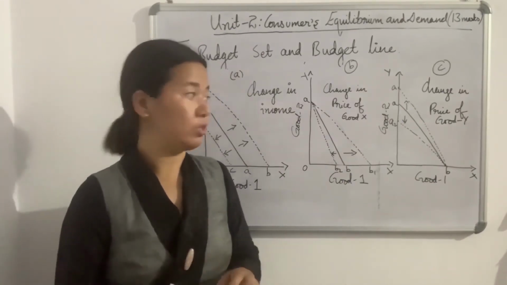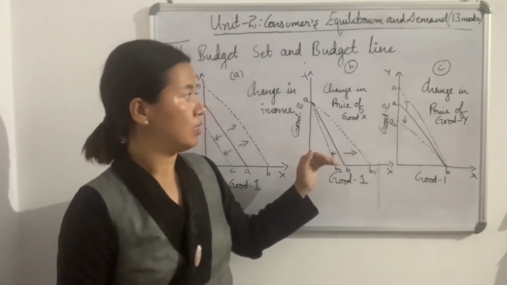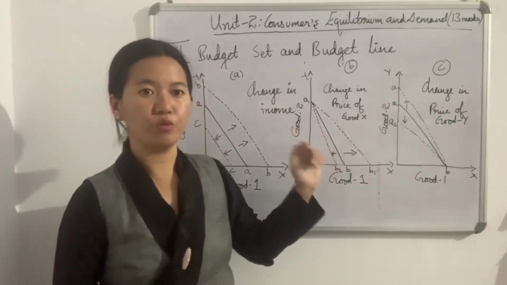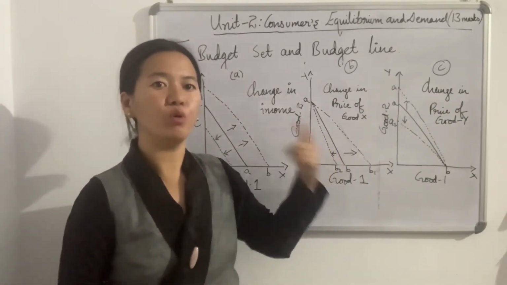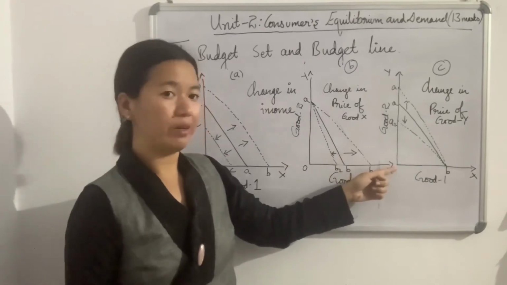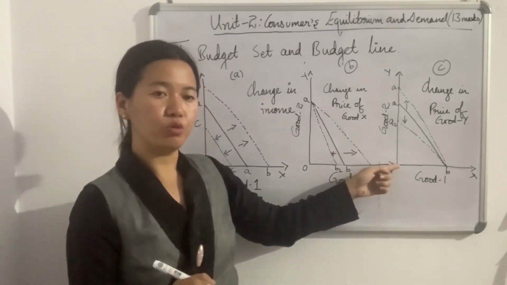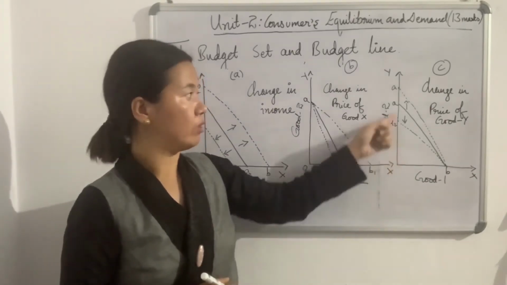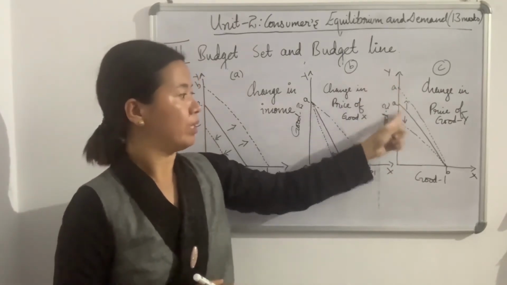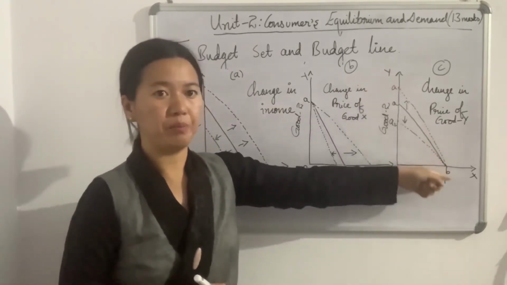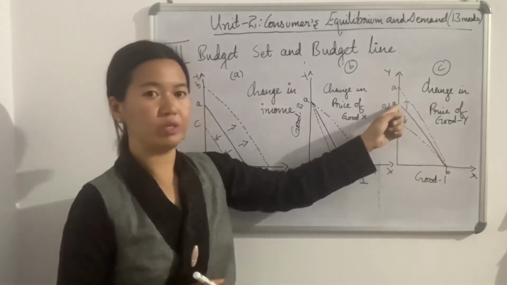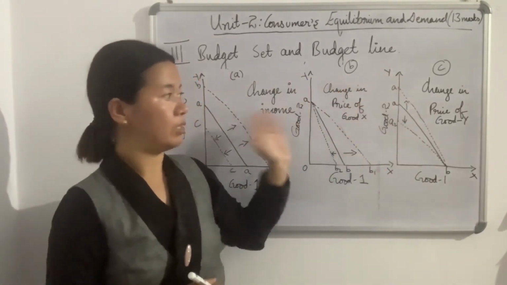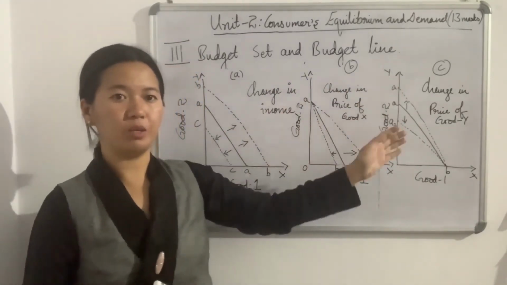And vice versa, when there is a fall in the price of good 2, you will be able to buy more of good 2. Therefore, when there is a fall in the price of good 2, your budget line will rotate upward from AB to A1B. That is, your budget line will rotate upward. So these are the shift and rotation in budget line.